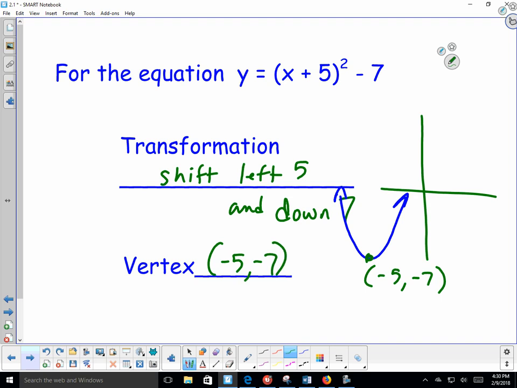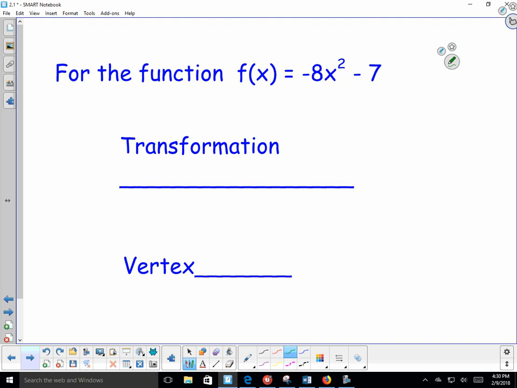All right, let's take a look at another example. What if we have this function, f(x) equaling negative 8x squared minus 7? We've got 3 different transformations going on here. So remember, if you've got a number being multiplied by your function, then that's a vertical stretch or compression. So in this case, it's a vertical stretch because 8 is greater than 0. So it's a vertical stretch of 8.